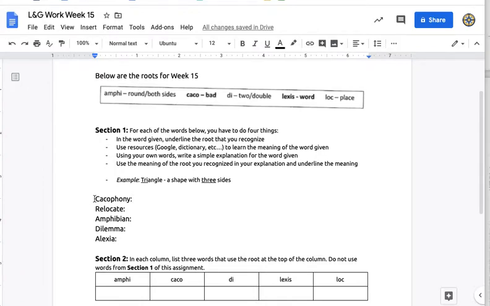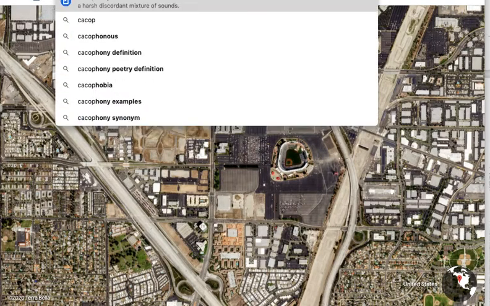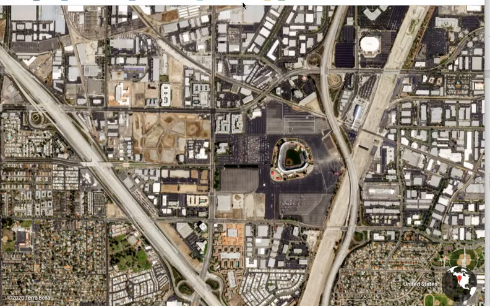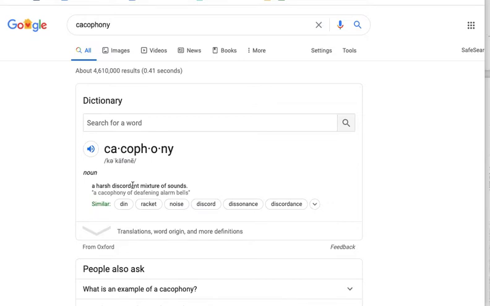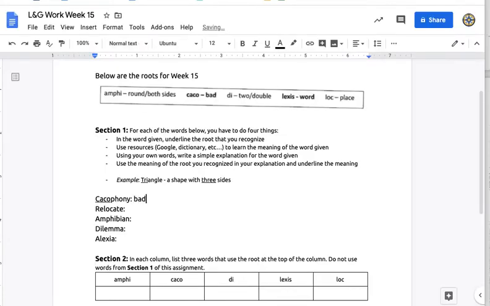Let's try it with cacophony, okay? So caco is the root that I recognize. I'm just going to open a new tab, and I'm going to Google cacophony. A harsh, discordant mixture of sounds, a cacophony of deafening alarm bells. So I'm guessing cacophony means bad sounds. I'm going to go back to my work, and I'm going to record my explanation in my very own words. And then the last thing I need to do is underline the meaning of my root in my explanation. So I was sure to include caco in my explanation.